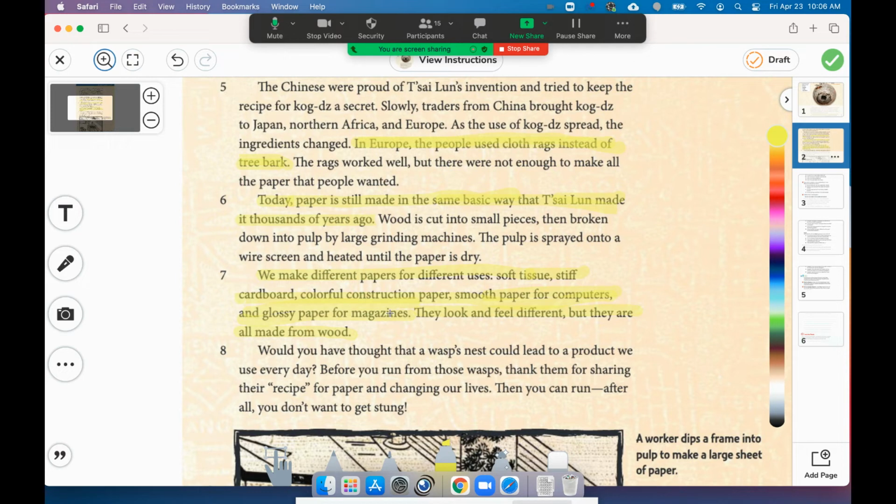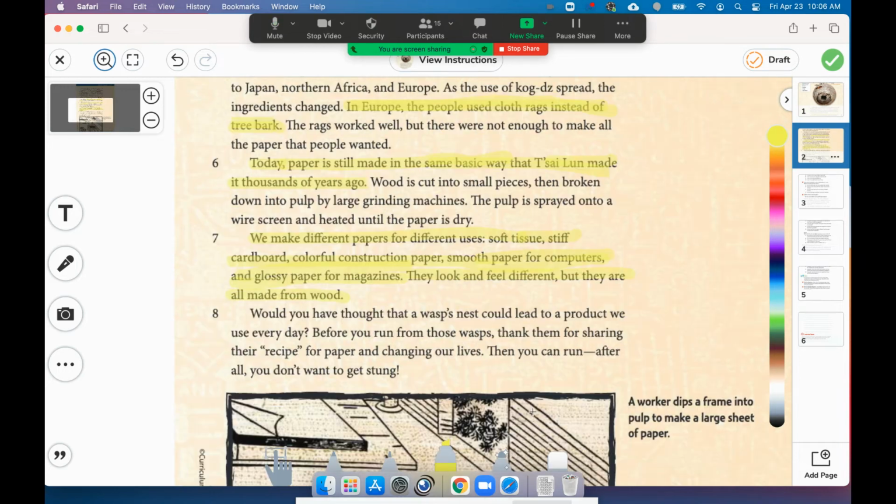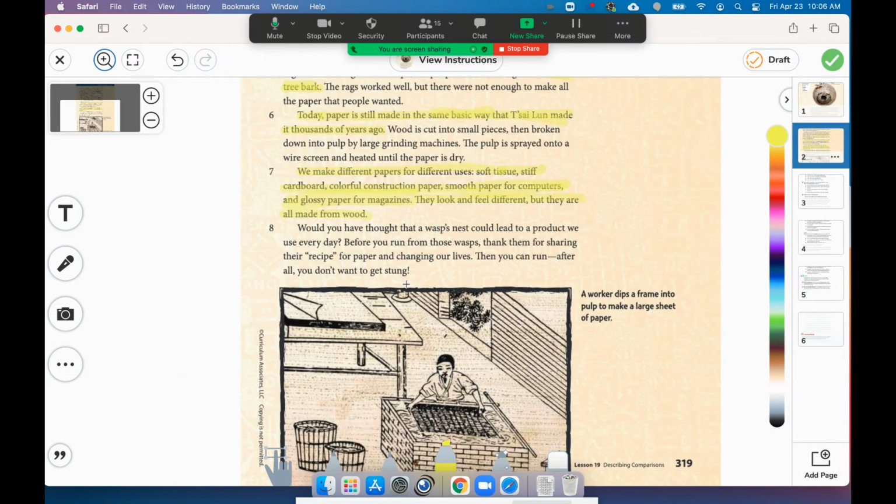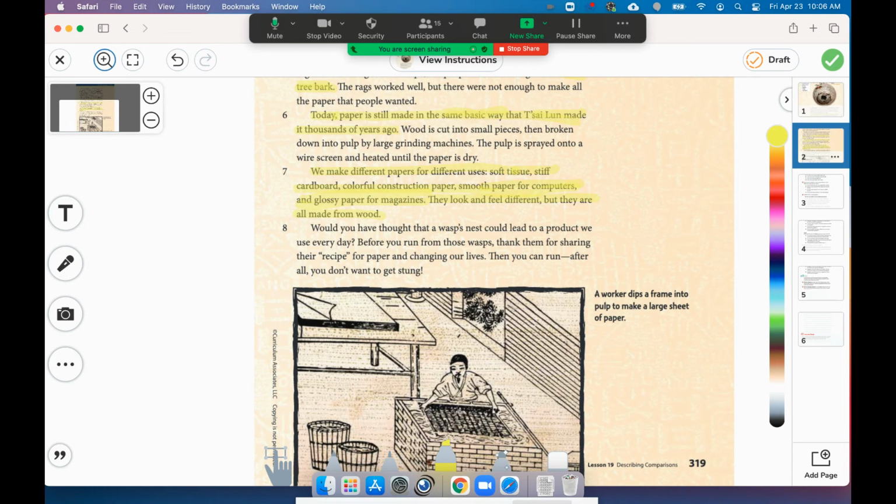Would you have thought that a wasp's nest could lead to a product we use every day? Before you run from those wasps, thank them for sharing their recipe for paper and changing our lives. And then you can run. After all, you don't want to get stung. We can see this picture at the bottom. It says a worker dips a frame into the pulp to make a large sheet of paper. So you can see how they've made the paper.